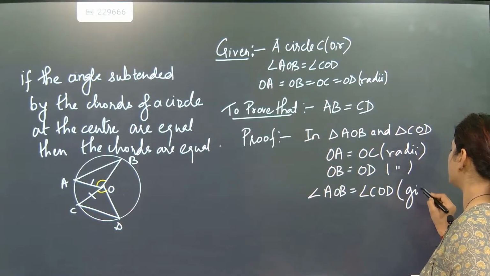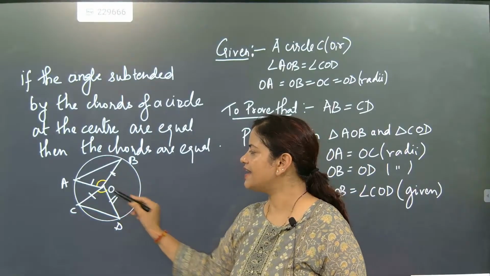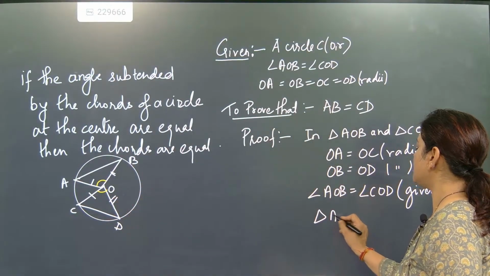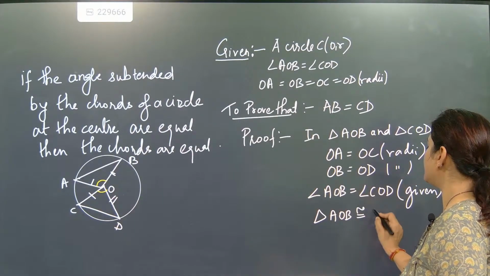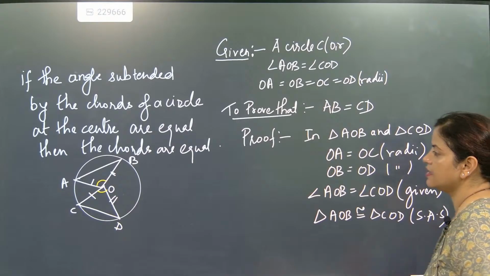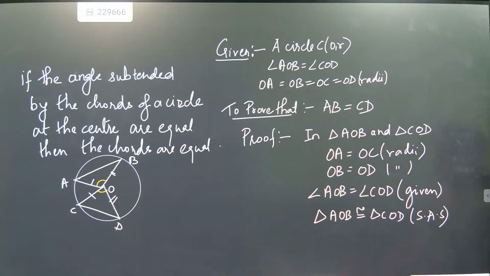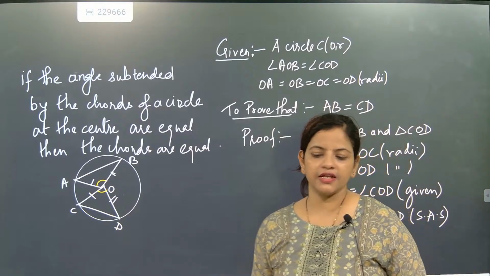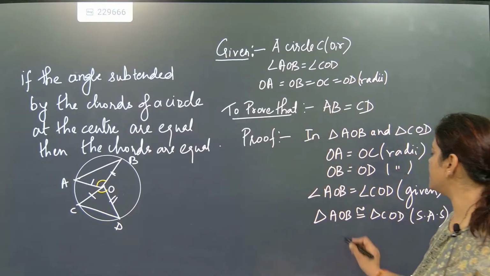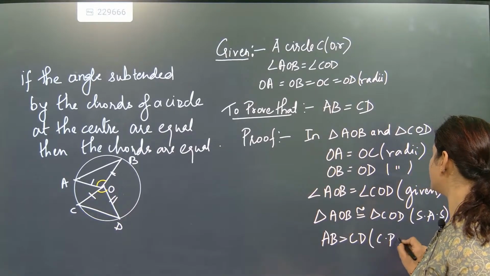It is given. Now beta, by side, angle, side. So we will write: triangle AOB is congruent to triangle COD by side, angle, side. So both triangles are congruent. If the triangles are congruent, then corresponding sides and angles will be equal. So AB is equal to CD by CPCT.